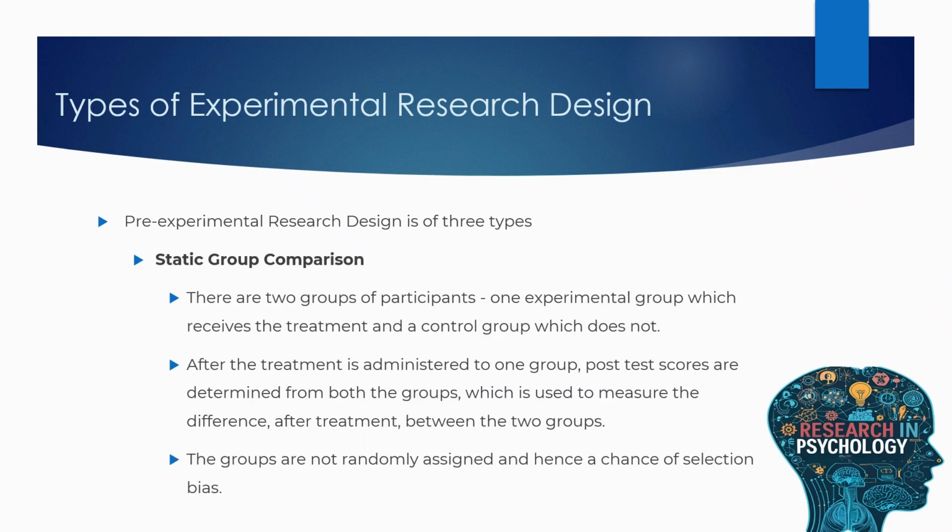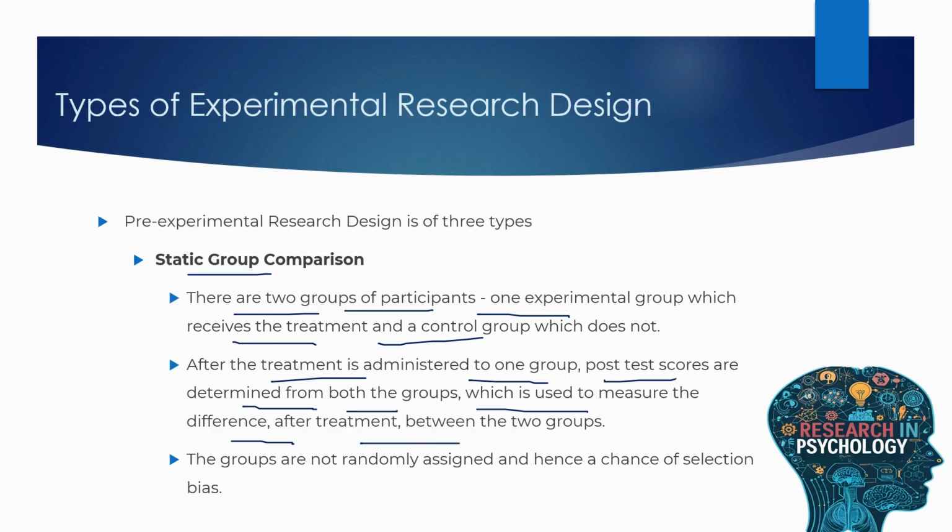Now the third type we have is static group comparison. So here what happens is that there are two groups of participants. One experimental group which receives the treatment and a control group which does not. After the treatment is administered to one group, post-test scores are determined from both the groups, which is used to measure the difference after treatment between the two groups. Alright. So here also, you will be actually performing the study only on one group. The other group is static, it's not doing anything. You will get all your results from this group that you have conducted the experiment on and then compare it with the other group which hasn't done anything. So that is static group comparison.